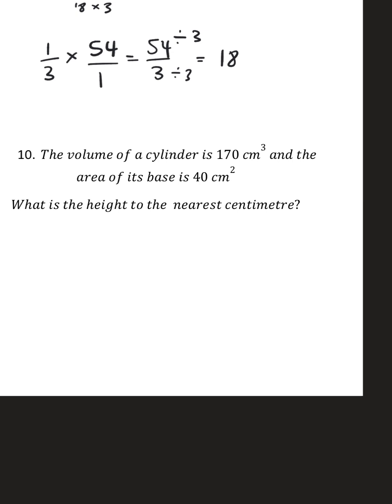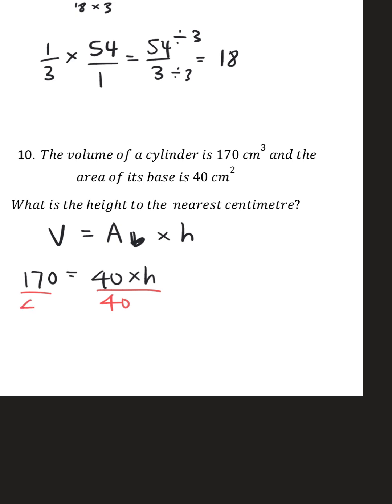Lastly, in question 10, we have the volume of a cylinder is 170 cubic centimeters and the area of its base is 40. So we want to pause here and think about what's the relationship. We know volume is equal to the area of the base multiplied by the height. So we know that 170 is equal to that 40 times our unknown height. Because we're solving for height, we want to isolate it. We want to get it by itself. The opposite of multiplying by 40 is dividing by 40. And so we're left with height is equal to 170 divided by 40.